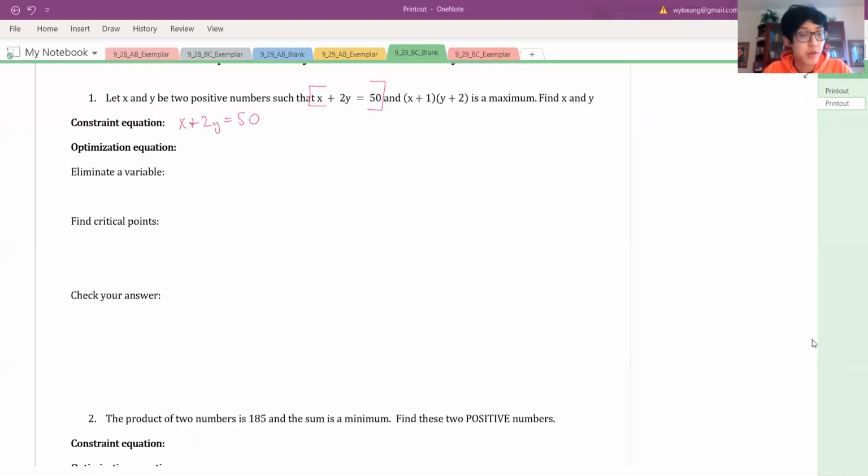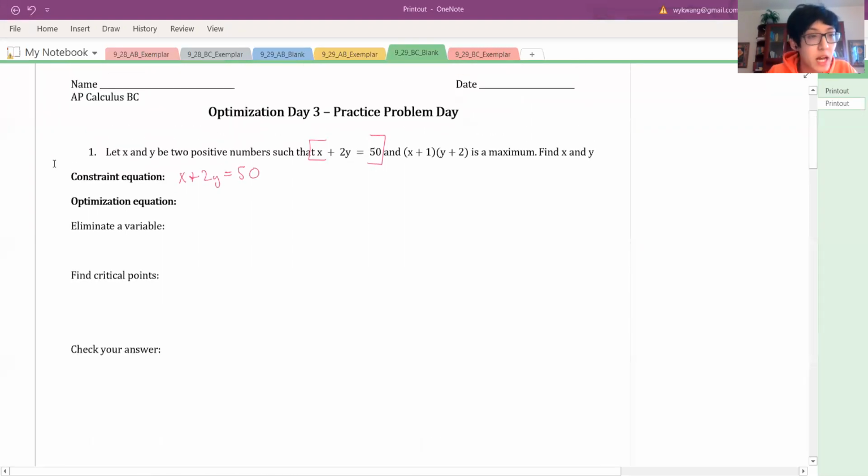Okay, so we're going to move on from the constraint equation to the second significant step in optimization problems, which is finding the optimization equation. So when I say the optimization equation, I'll clarify this to say it's the equation we want to maximize or minimize.